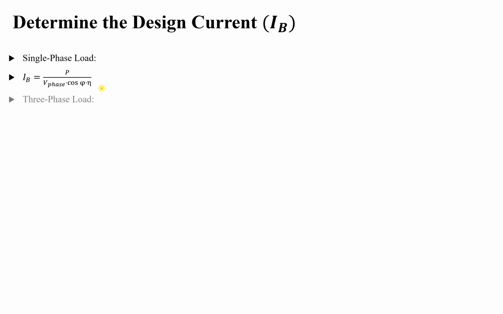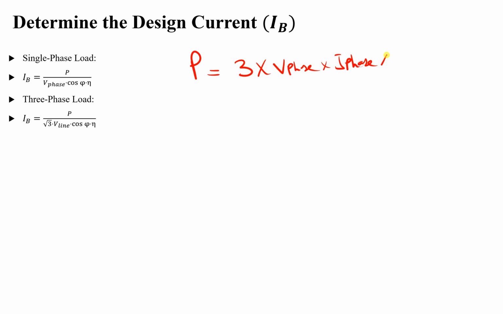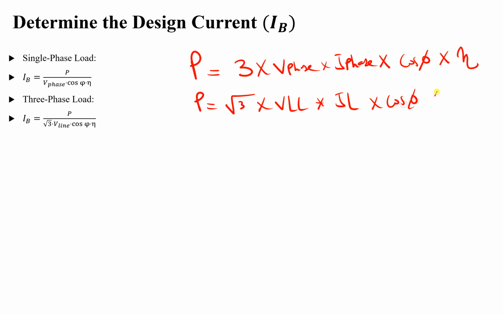Now for a three-phase system, we know that the active power is equal to 3 V phase I phase multiplied by cosine phi, or the power factor. Okay, this is the output power. For the input power, we will need efficiency. Now this efficiency only appears if we have a motor. Now this one also can be P equal to root 3 multiplied by V line to line multiplied by I line multiplied by cosine phi multiplied by efficiency.